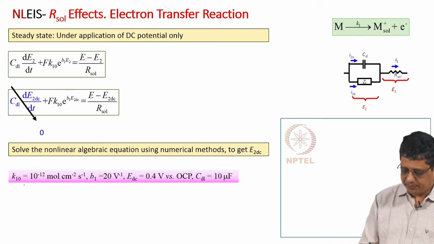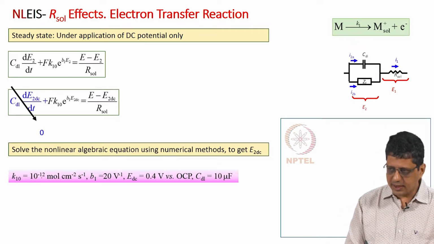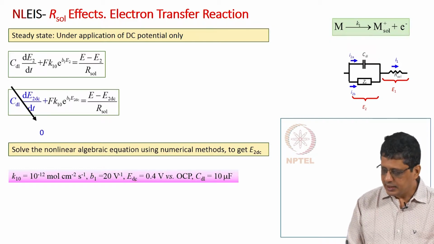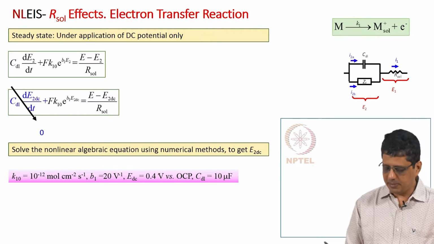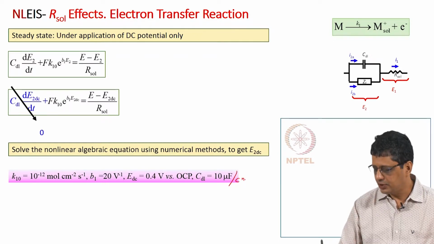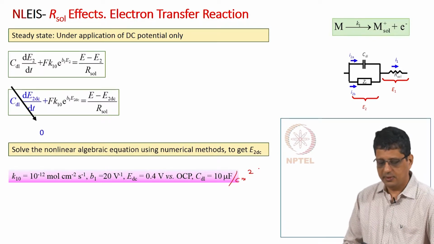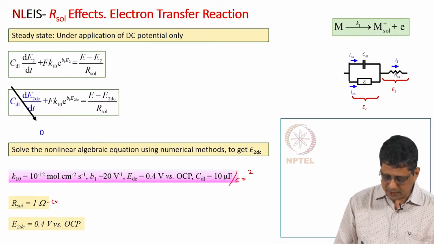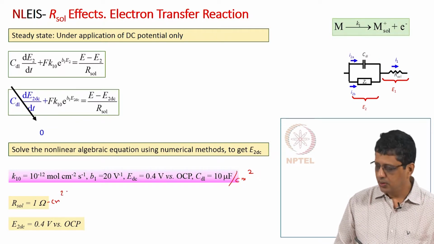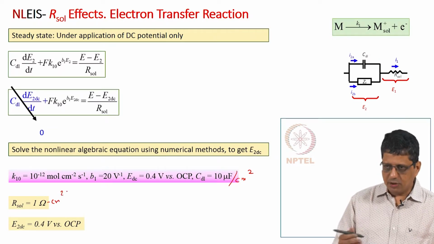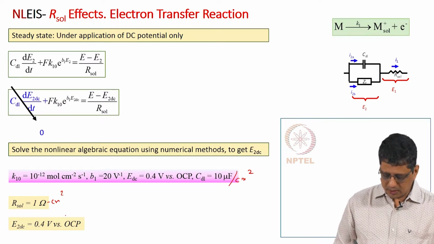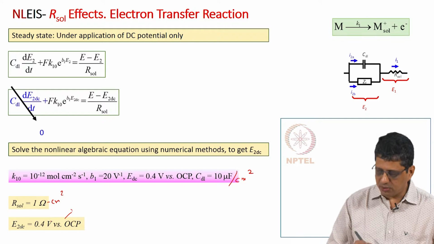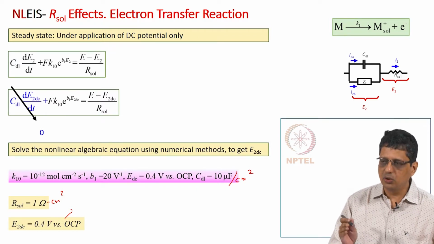So, as an example, K10 is 10 power minus 12 moles per centimeter square per second, B1 is 20 volts inverse, the DC potential that we apply is 0.4 volts with respect to OCP, and we say that the capacitance is 10 microfarad per centimeter square, all right. And what if the solution resistance is 1 ohm centimeter square? You can solve this, I am not showing you the code for this, but the value of E2 DC is going to be pretty much 0.4, it will not be exactly 0.4, but it will be close to 0.4.